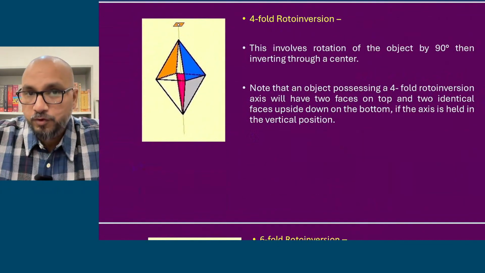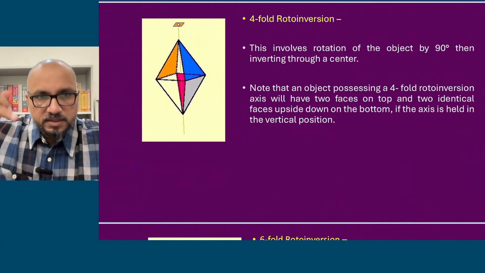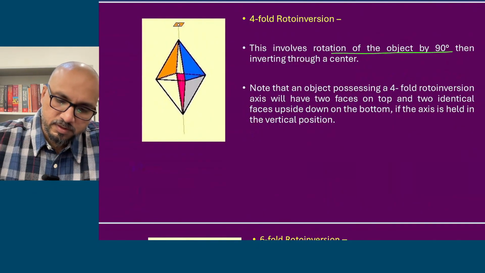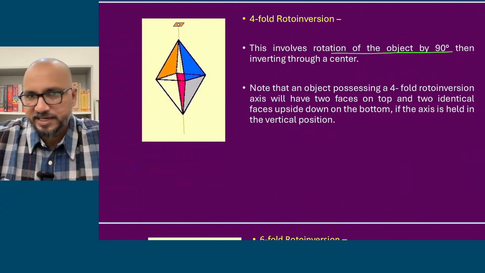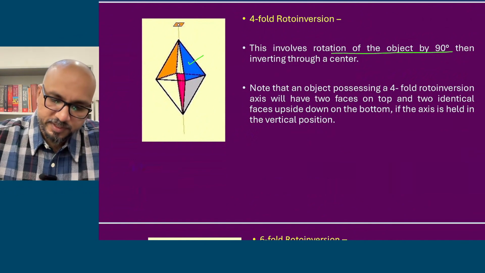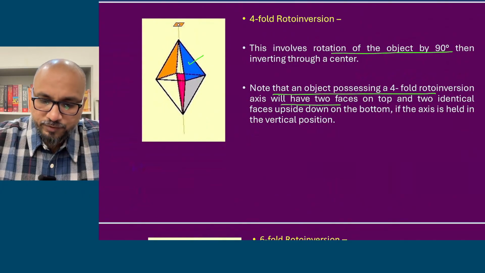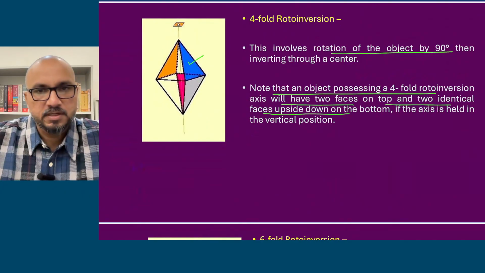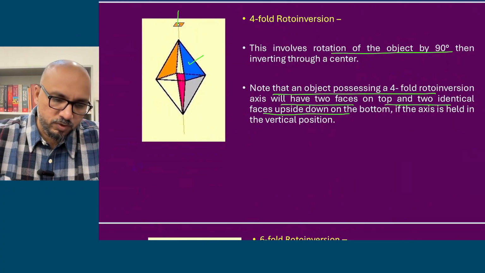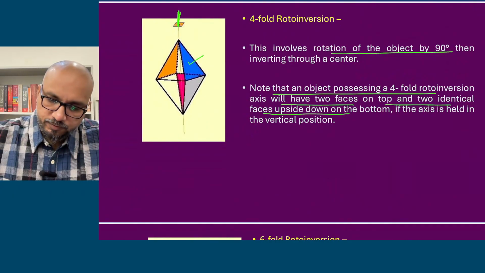Then we have four-fold rotation axis or four-fold roto inversion axis. Four-fold roto inversion means rotate by 90 degrees and invert. So it involves rotation of an object by 90 degrees, then inverting it. Here you see, you need this face. Note that an object possessing a four-fold roto inversion axis will have two faces on the top and two identical faces upside down on the bottom, if the axis is held like this. Okay, so four-fold roto inversion.